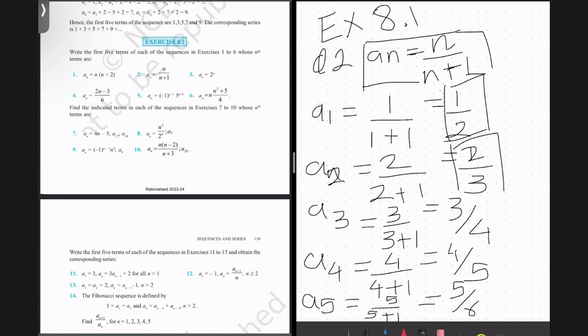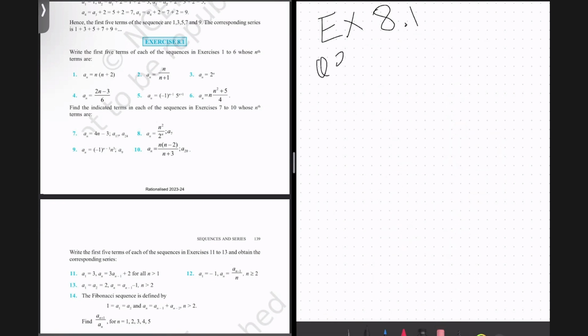So again, very trivial exercise. How we are going to solve this is just by plugging the value of n into the rules, and that is how we are going to get all the terms. Moving on to question number 3. The rule here is an equal to 2 to the power n, and therefore again we are going to approach it using the same logic. The first term of this particular sequence would be 2 to the power 1, and that is nothing but 2.